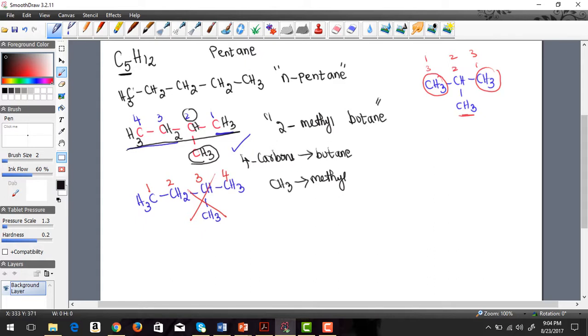Now let me recap. How did I get this butane? Because I found the longest chain for this particular derivative, and that is 4 carbons, and 4 carbons is butane. 5 is pentane, 3 is propane, and so on. This group right here is known as methyl, and it is in the second spot.